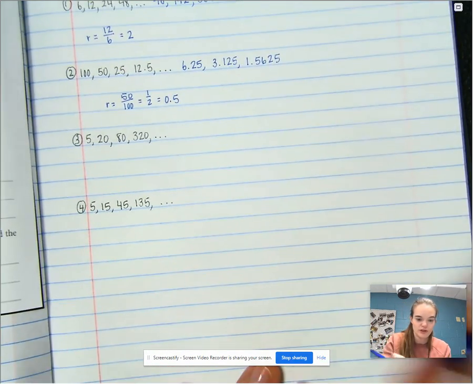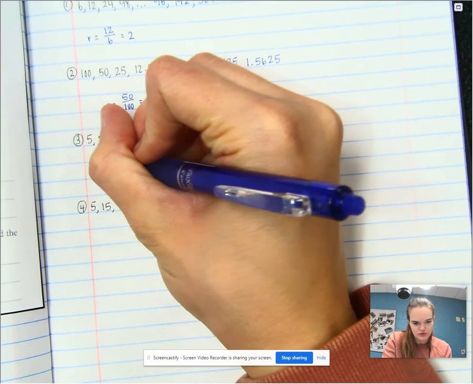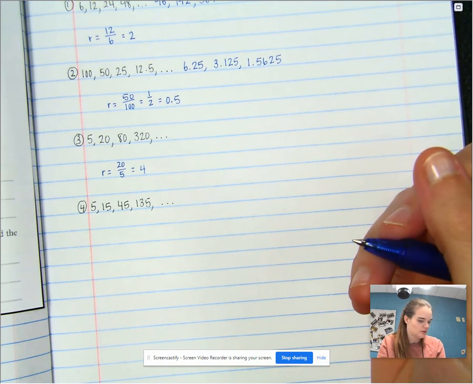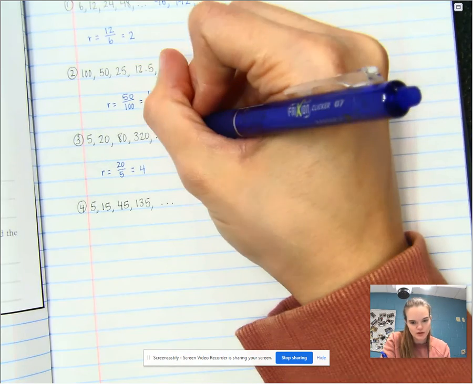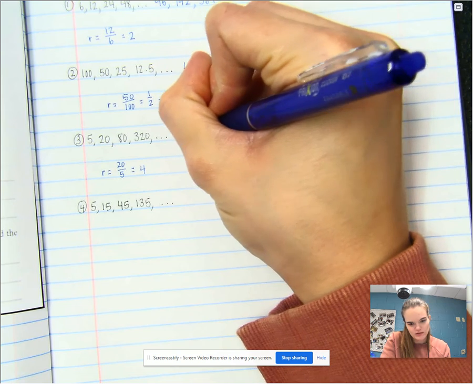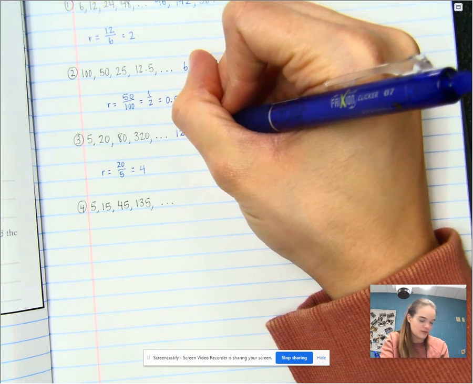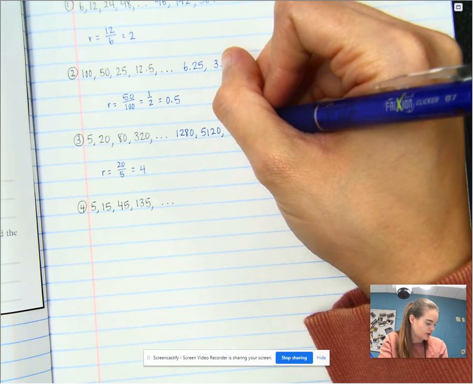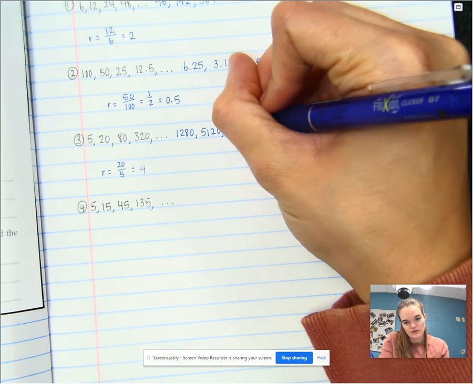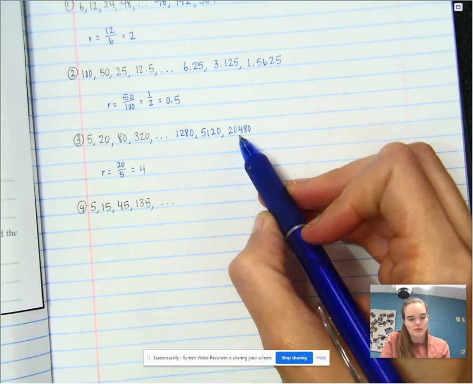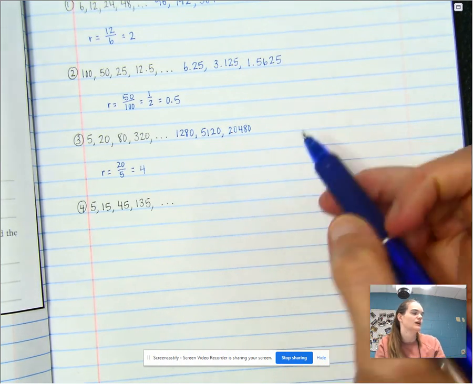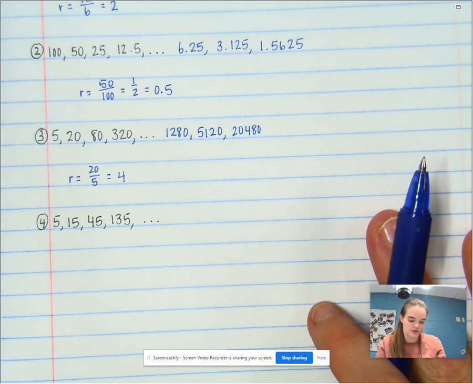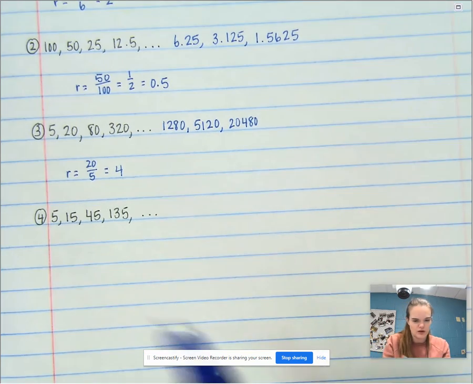All right, now that you have done them yourself because you paused it, R is 20 divided by 5, which is 4. So I'm going to multiply by 4. 320 times 4 is 1280. 1280 times 4 is 5120. And 5120 times 4 is 20480. Notice I don't put commas with my thousands because I don't want it to look like it's a different term. So don't put commas in with your thousands right now.